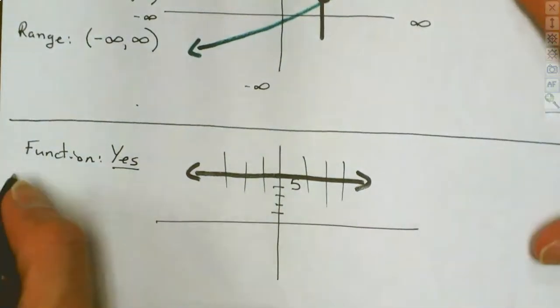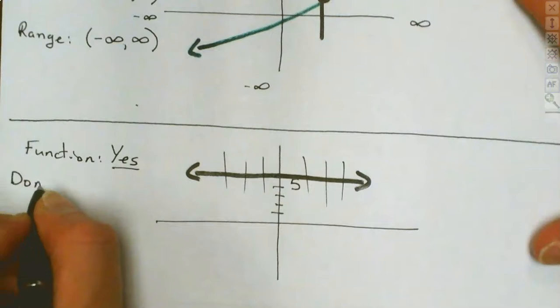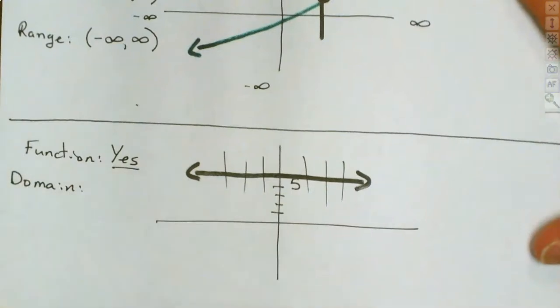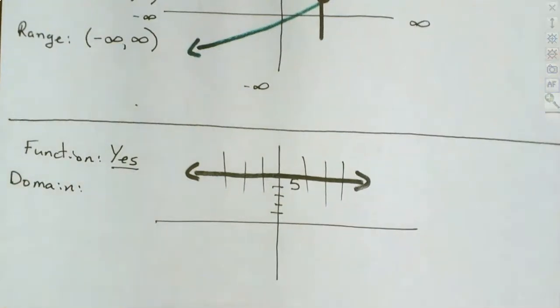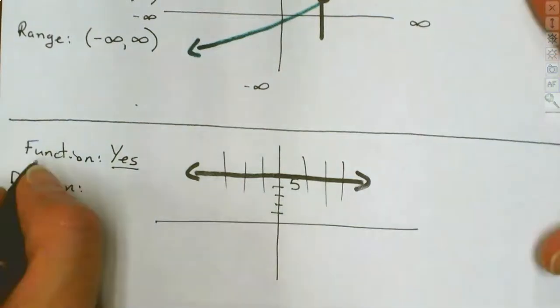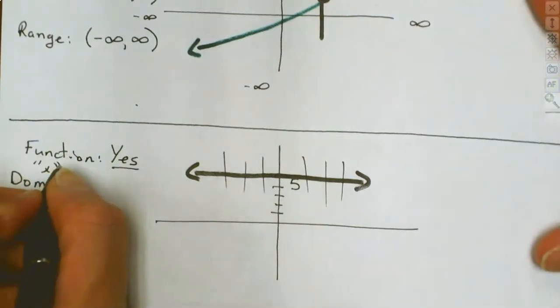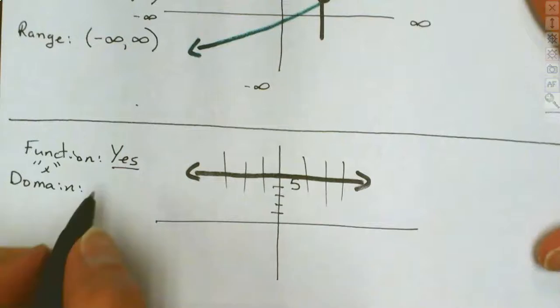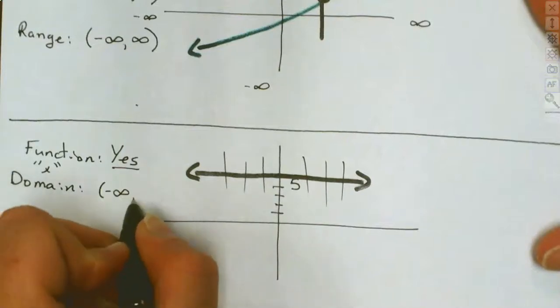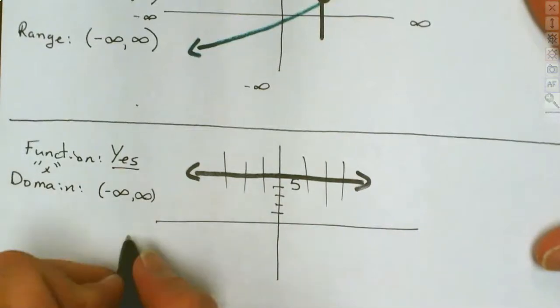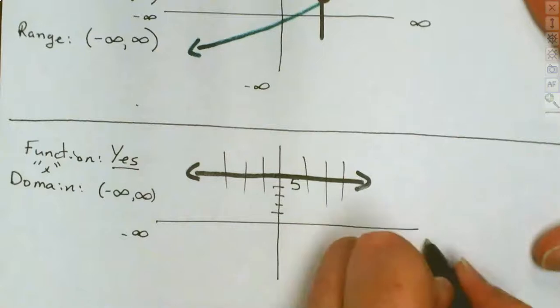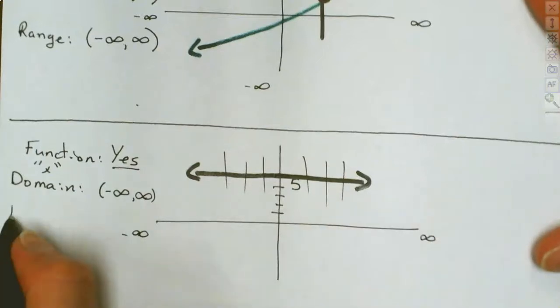What about my domain? Does anyone want to take a guess as to what the domain would be? What's the domain again? X values. Negative to positive infinity because it goes back to the left, over to the right.